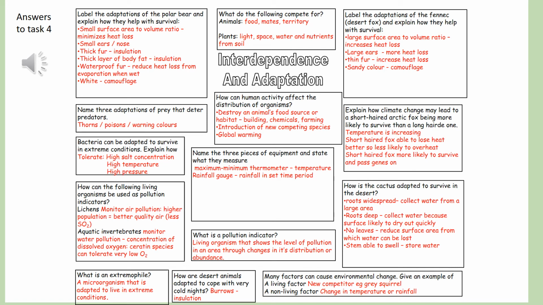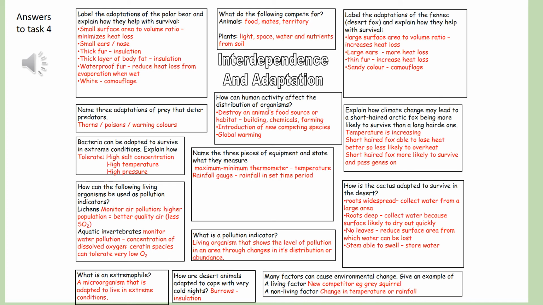To explain how climate change may lead to a short-haired Arctic fox being more likely to survive than a long-haired one, it's to do with the temperature increasing. The short-haired fox is able to lose heat better, so it's less likely to overheat. The short-haired fox is more likely to survive and therefore pass its genes on.